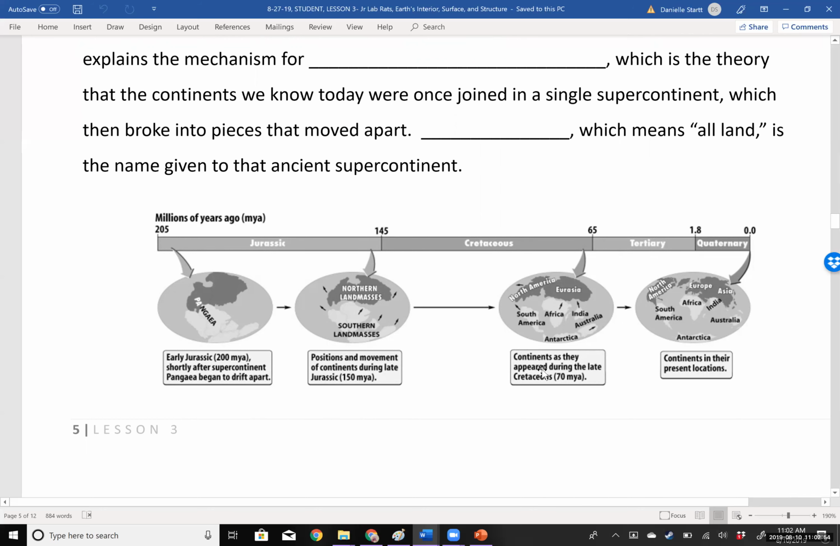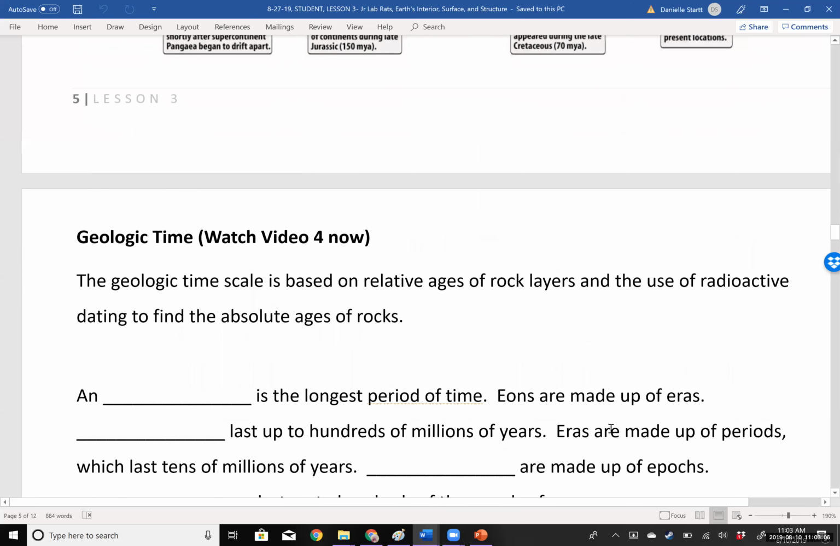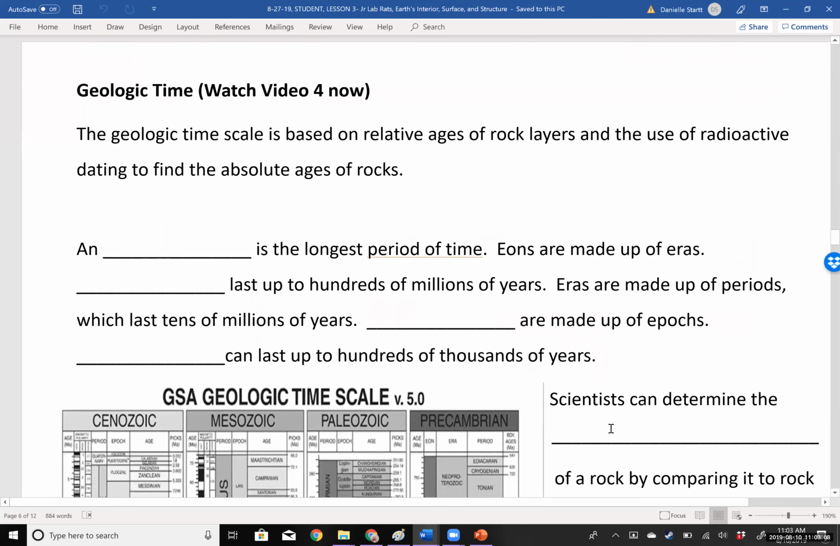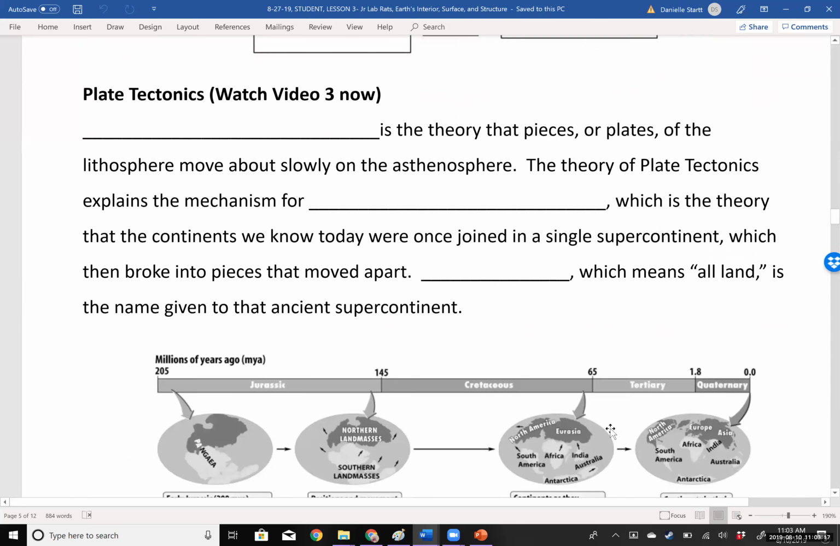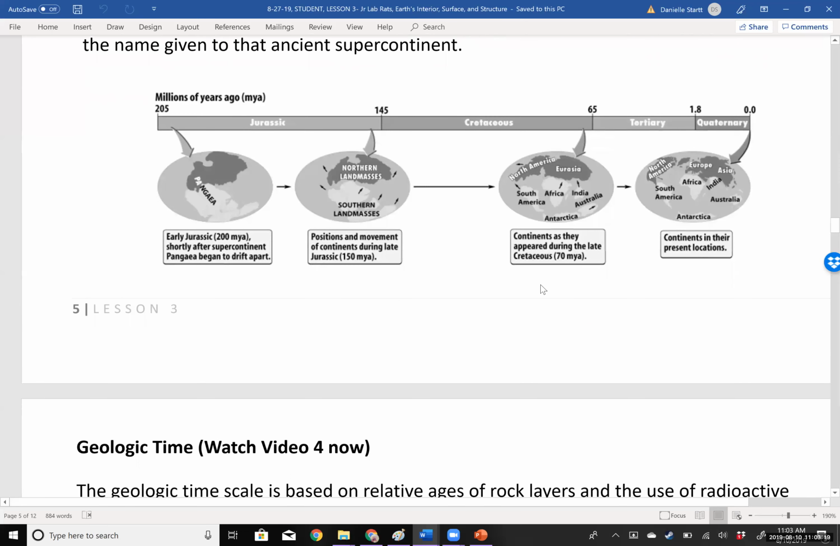65 to 70 million years ago, continents as they appeared during the late Cretaceous period. And then we have Tertiary and Quaternary, and then right here, this looks very familiar, right? Continents in their present locations. Geologic time. Okay, now you're going to watch your 4th video and then come back. All right, if you've watched your 4th video and you've completed this page on plate tectonics right here, then we're going to explain these things: Jurassic, Cretaceous, Tertiary, Quaternary.